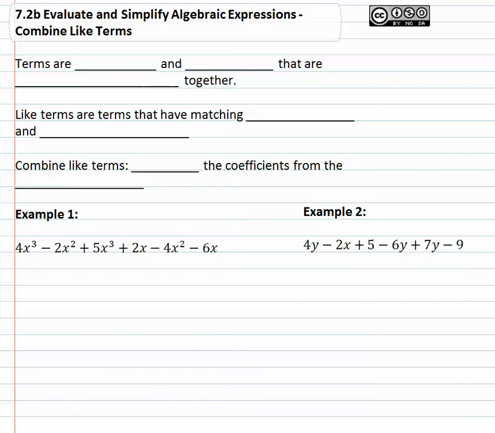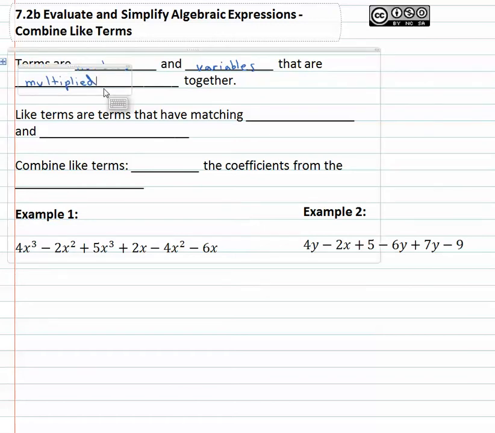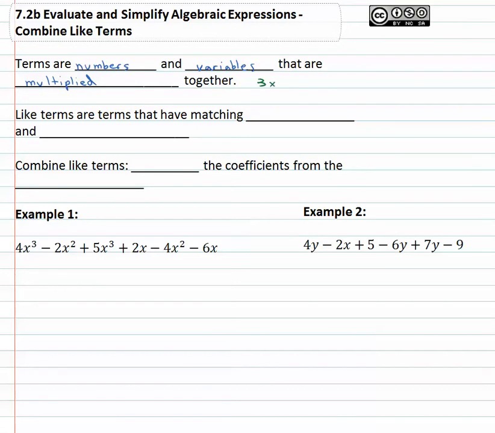In this video, we're going to take a look at simplifying algebraic expressions by doing what is called combining like terms. Now, terms are numbers and variables that are multiplied together. For example, 3x squared is a term. And it could be just variables, something like ab cubed, or it could be just a number like negative 7. But those are all terms, only multiplied together.